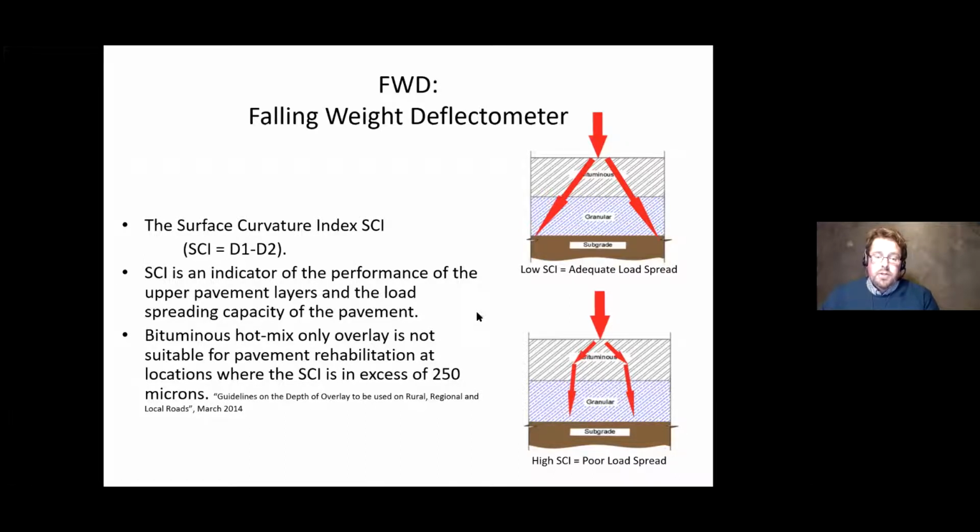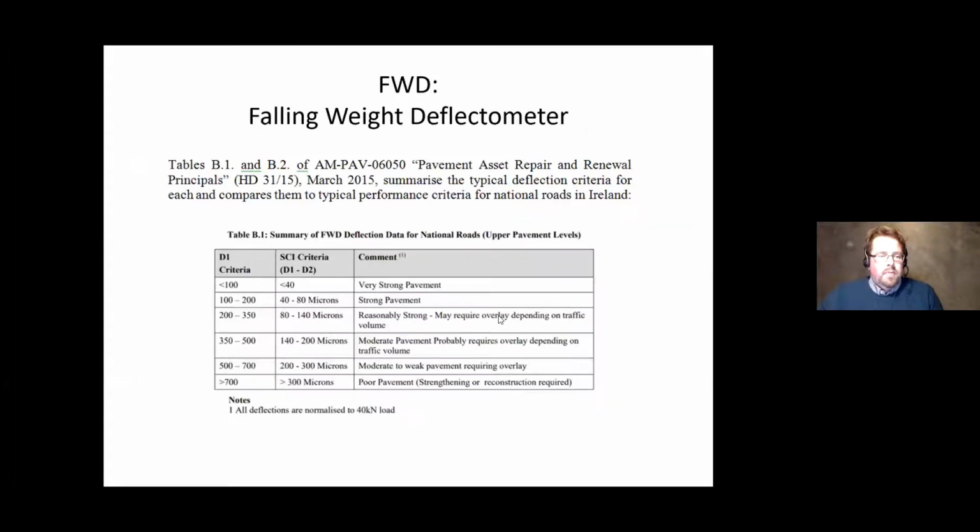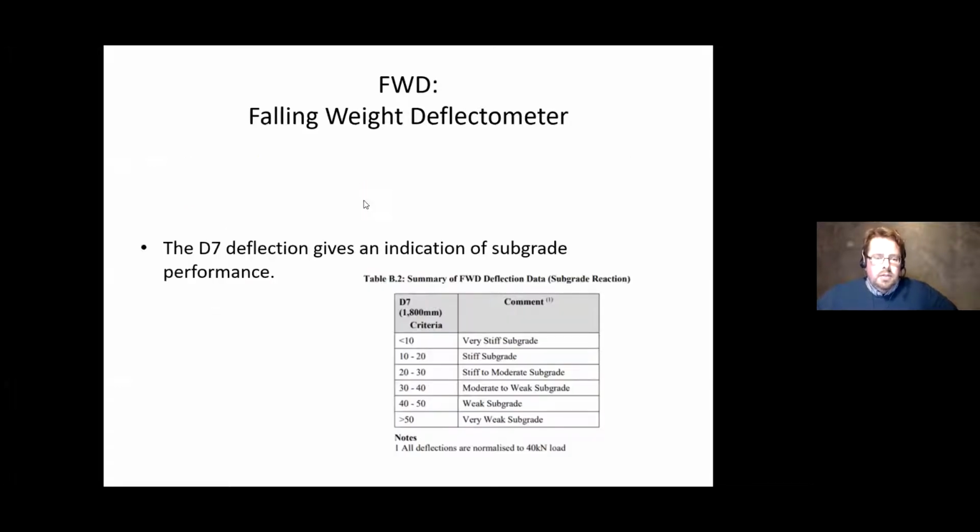So be conscious, if your SCI is greater than 250, you're not looking at a bituminous only overlay. You're either replacing those materials or you're sacrificing this bituminous layer and building back up with a new layer of granular with a new layer of bituminous above it. So the HD31 again gives performance criteria based upon these D1, SCI and D7s. I'll just show it there briefly, but I'd recommend you go back and read it. Sorry, this is the old one. This is from 2015. This was updated last year. So these are also the performance indicators. Now, again, if you're comparing these like for like, this is at 1800, not 2100. So just be conscious that it needs to be at 1800.